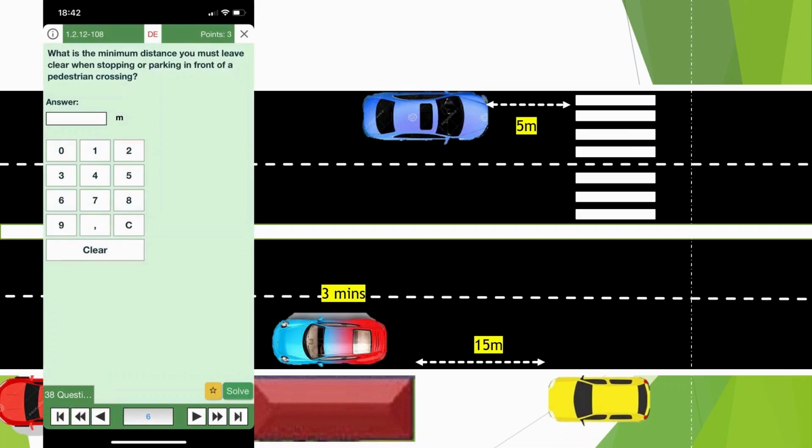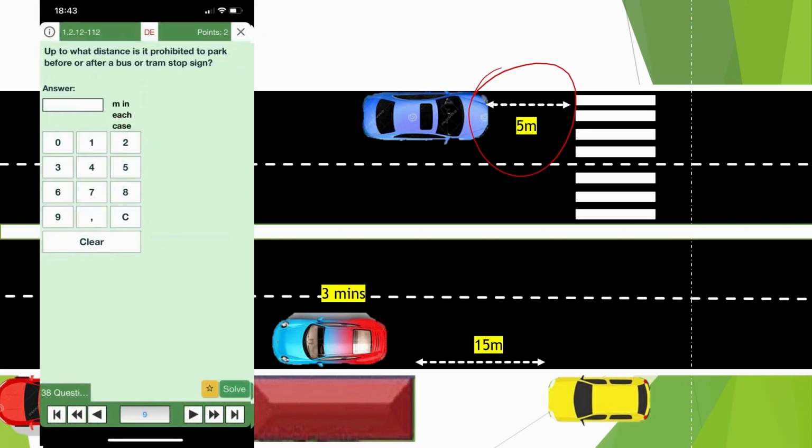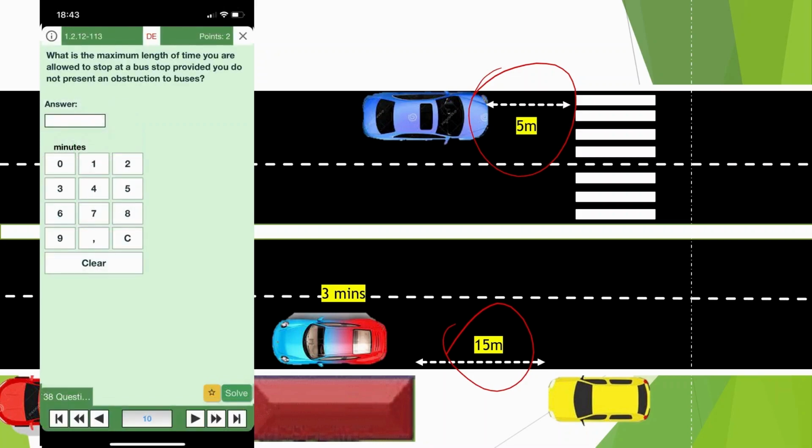Okay, so let's look at the questions. What is the minimum distance you must leave clear when stopping in front of a pedestrian lane? And now you know the answer, it's 5 meter. Let's look at the next question. Up to what distance is it prohibited to park before or after a bus or a tram stop? It is 15 meter. The next one, what is the maximum length of time you are allowed to stop at a bus stop, provided you are not presenting any obstruction to other buses? And this is 3 minutes. Now let's look at some other scenarios.